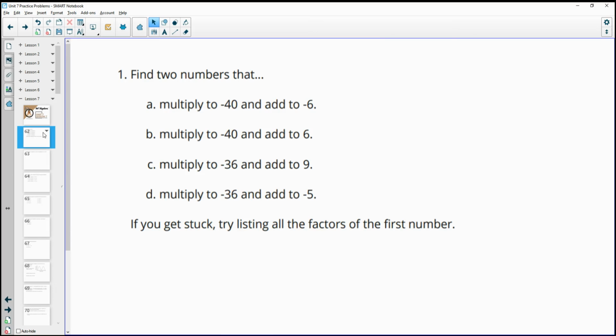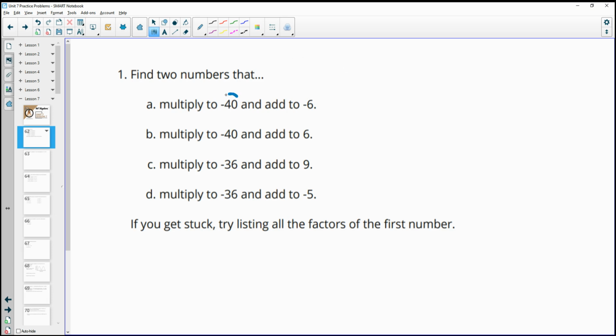Number 1 says find two numbers that do the following things. And if you get stuck, try listing the factors of the first number. So I'm just going to list the factors of the first number in each of these cases until we find it, just in case you are struggling. If you know before listing out all the factors, that's fine.